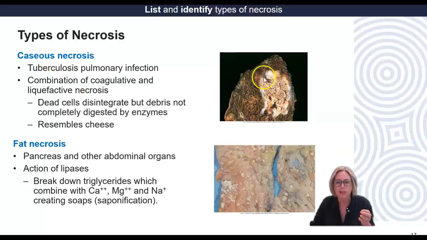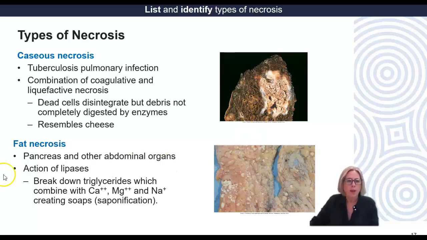And so you can see that the dead tissue there looks soft and granular, a little bit like cheese. Fat necrosis then can occur in the pancreas and other abdominal organs, and it's due to the action of lipases. Remember, lipases are enzymes that break down triglycerides, and once that happens, they combine with ions such as calcium, magnesium, or sodium ions through the process of saponification, creating these soaps. And so what you end up with here is this dead tissue that's opaque and chalky white.